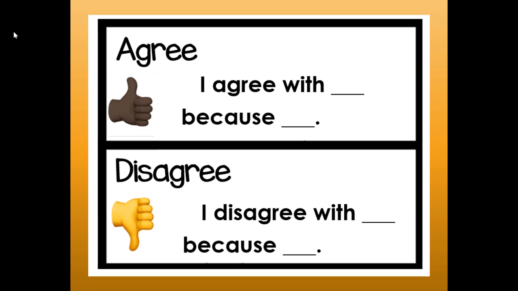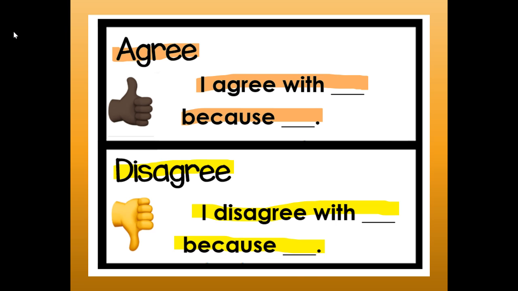If you have a partner at home or I'm your virtual partner, you can also add these statements. You can either agree with me and you can say, I agree with you, Mrs. Pearson, because, and tell me why, or disagree. I disagree with you because, and tell me or your partner why.